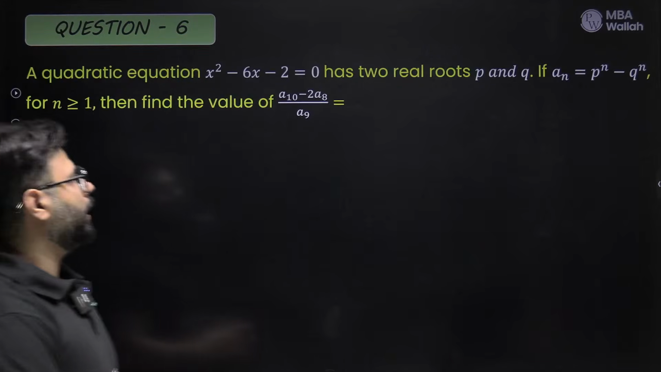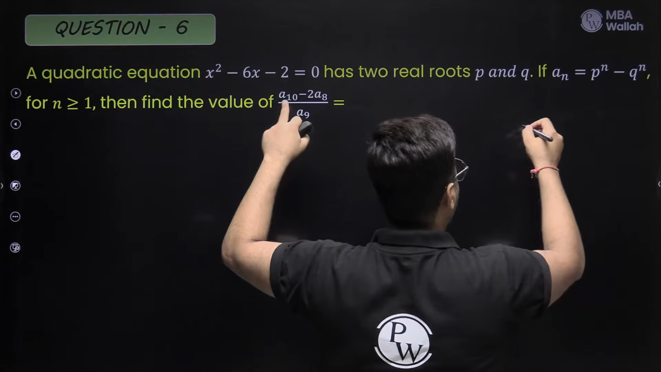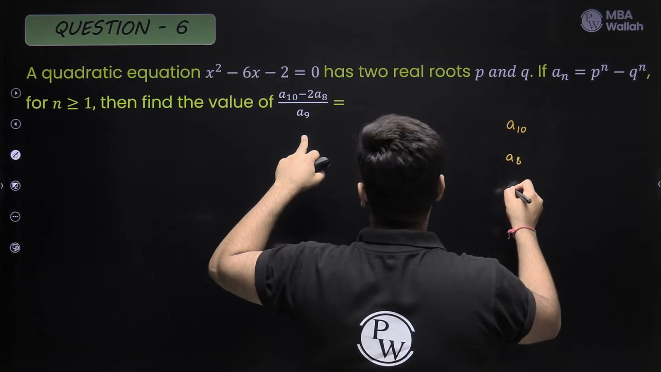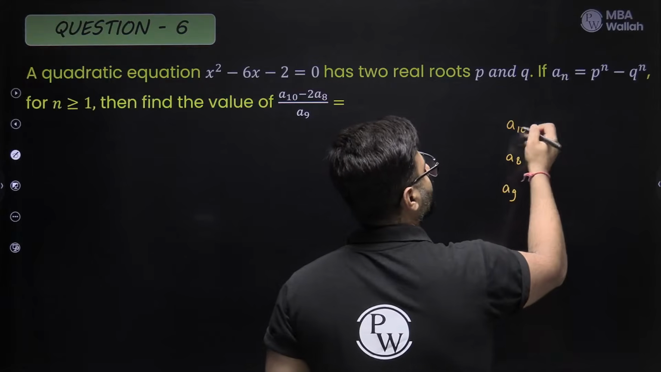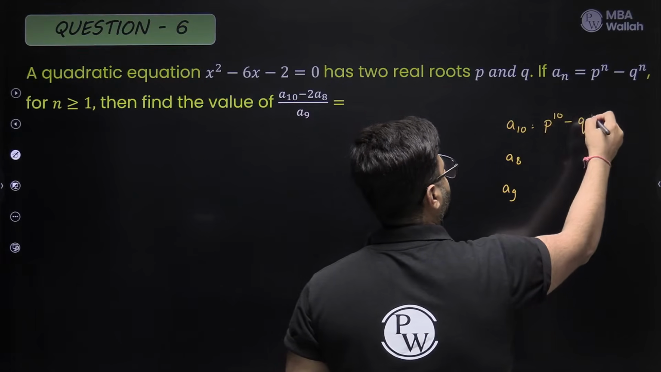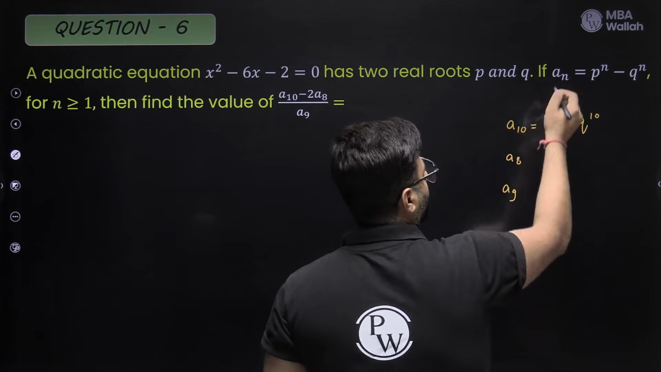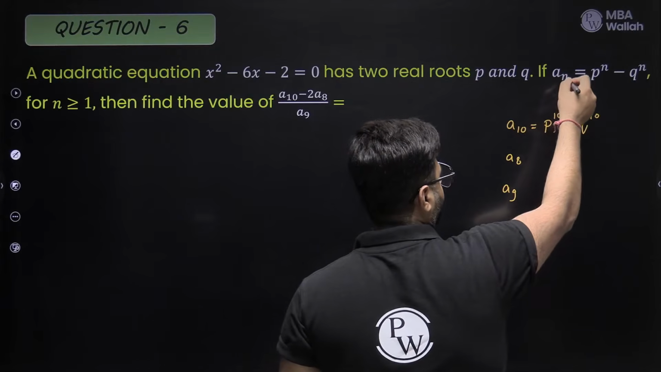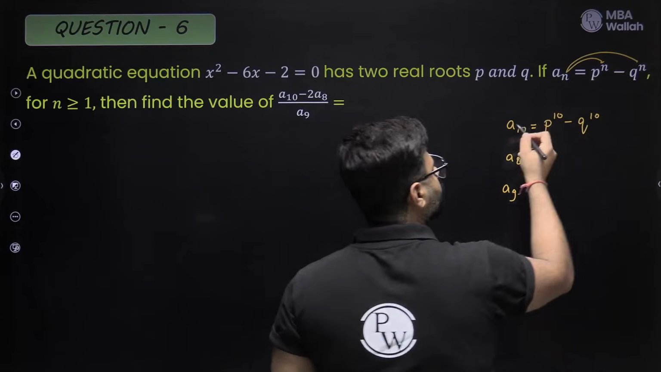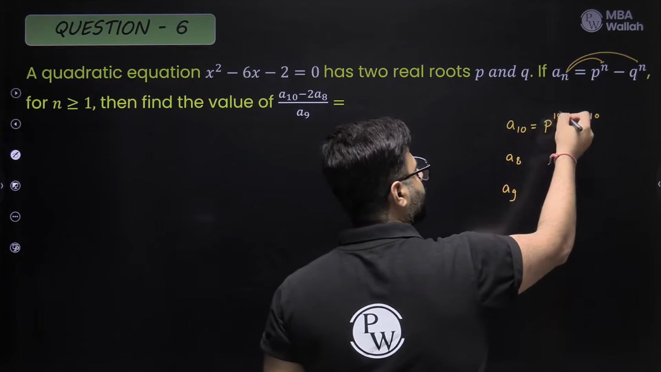What is a to the power 10? So first, the idea is, am I able to write down a to the power 10 or a to the power 8 or a to the power 9? So a to the power 10 is what? p to the power 10 minus q to the power 10. Because a to the power n, or a_n, refers to p to the power the same number, right? So a_10 represents p to the power the same number.